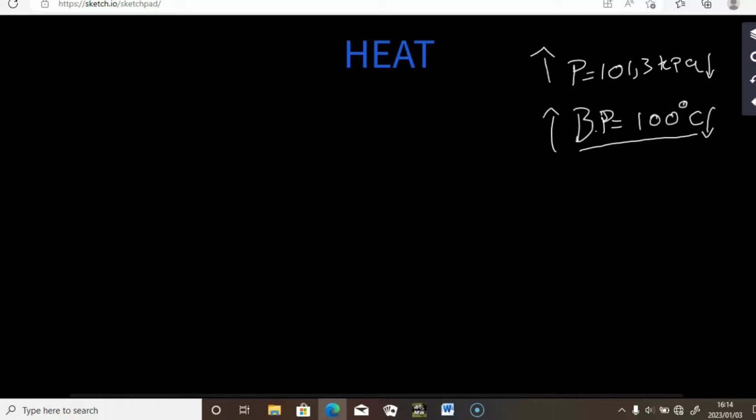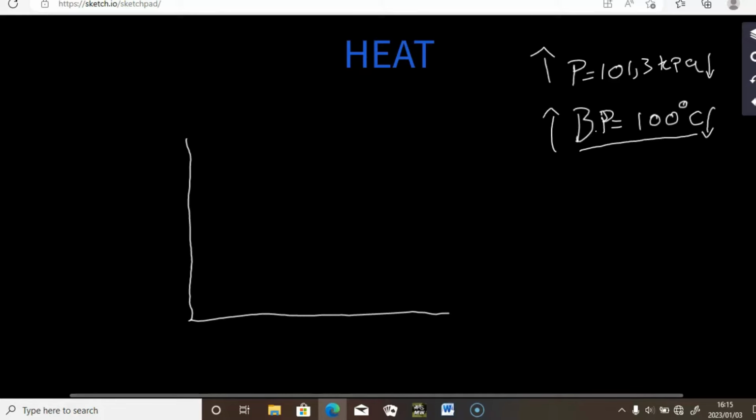So we are going to start with steam generation, and we are going to look at steam generation using this graph. Here it's temperature, in degrees Celsius, and here it's enthalpy. It's in joules.